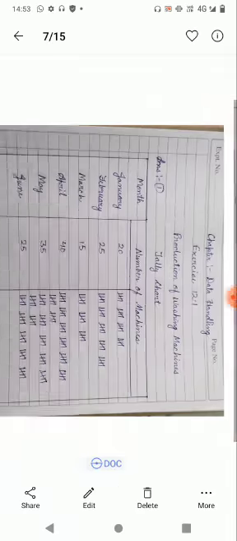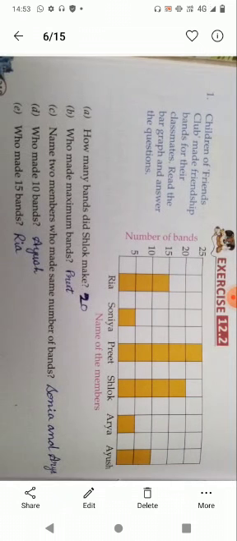Now let's come to the next question, from exercise 12.2. Here a bar graph is given, and after looking at the bar graph we have to answer the questions given below. Children of Friends Club made friendship bands for their classmates. Read the bar graph and answer the questions. So we can see the bar graph.